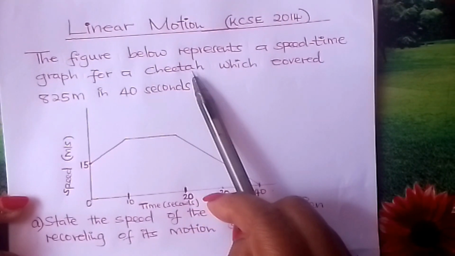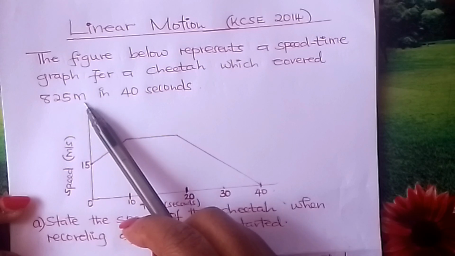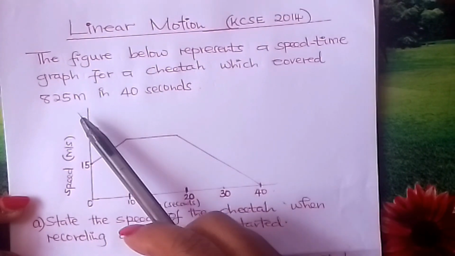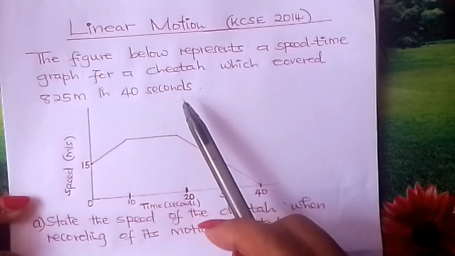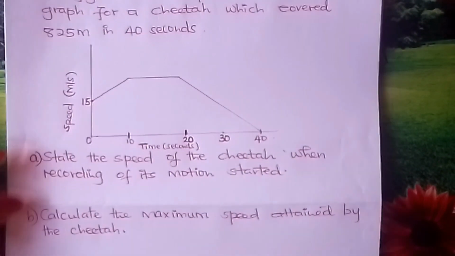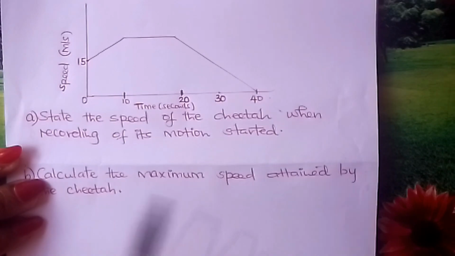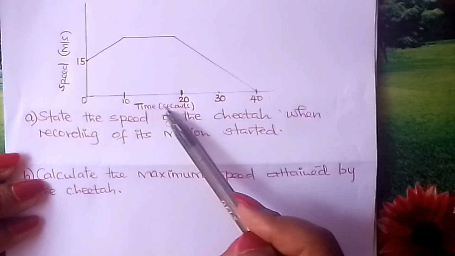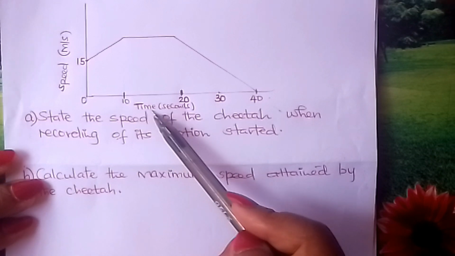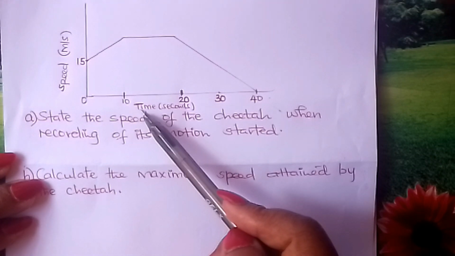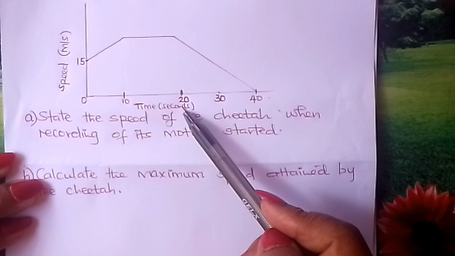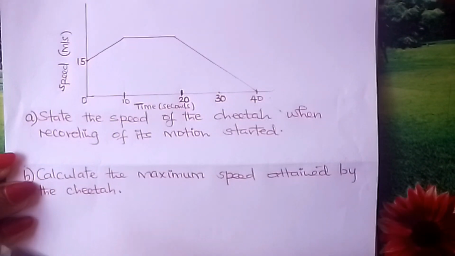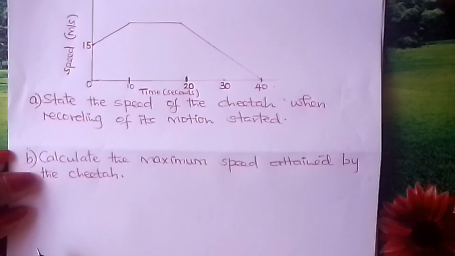for a cheetah which covered 825 meters in 40 seconds. So here we have the graph. Here we have the graph of speed in meters per second against time. I hope you can see this, learners. Time in seconds. So we have a graph that takes this shape. So we go direct to question A.